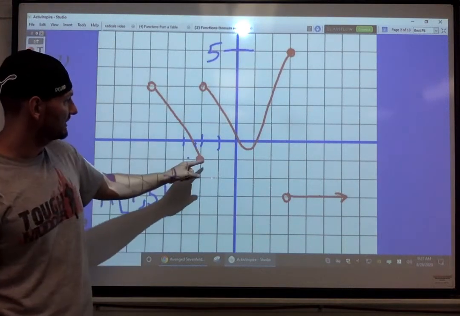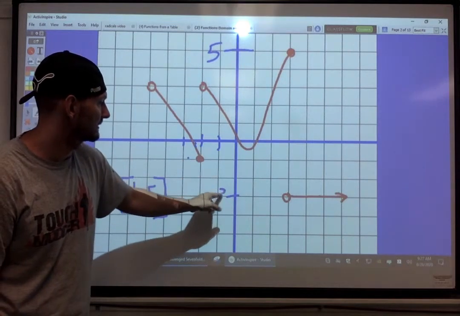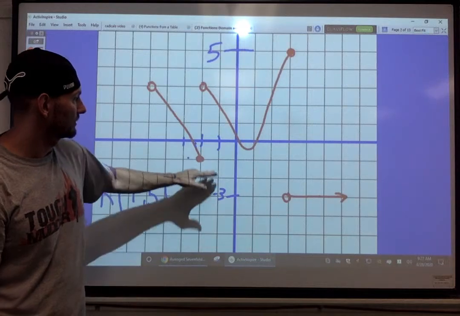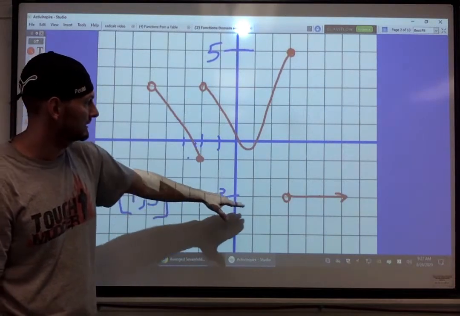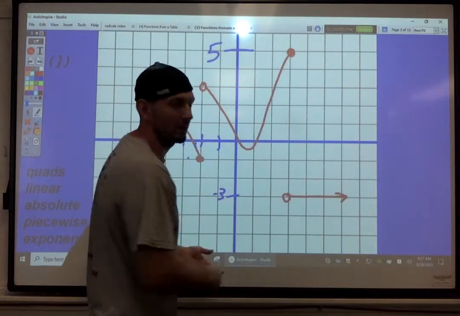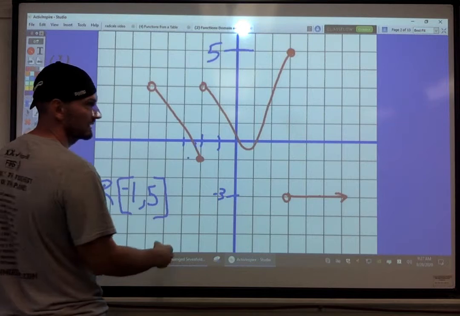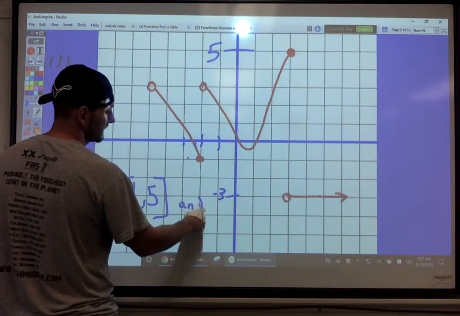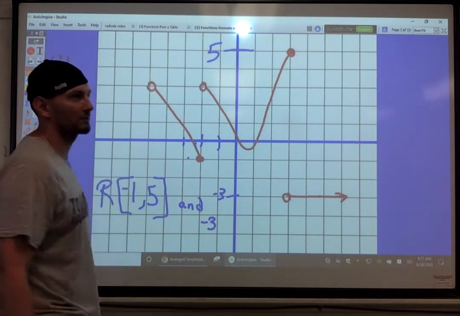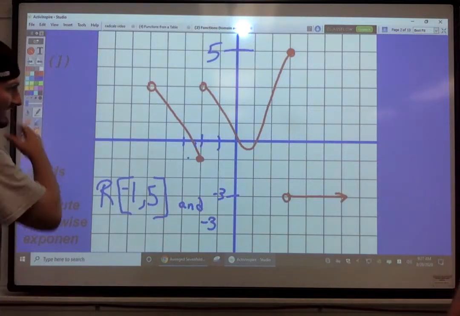And then I have a huge gap from negative 1 to negative 3, where none of these are included, and then at negative 3, it's going horizontally, so it's only negative 3. So it'd be these and negative 3. I don't know if I've ever seen one like this. Well, you have now. But yeah, there you go.